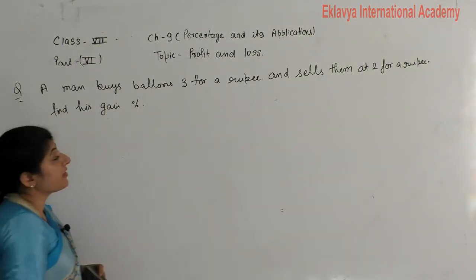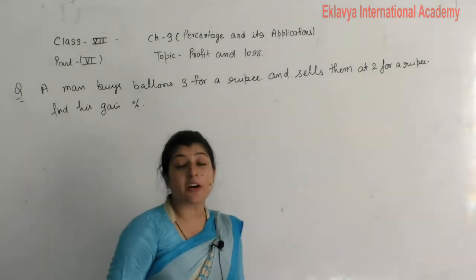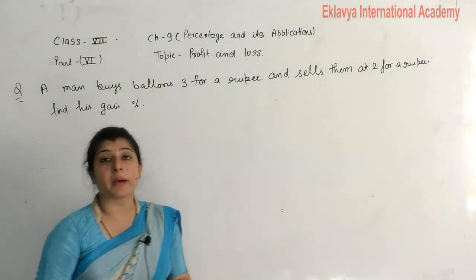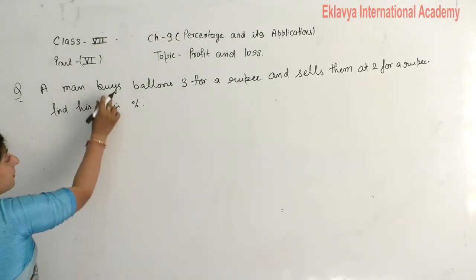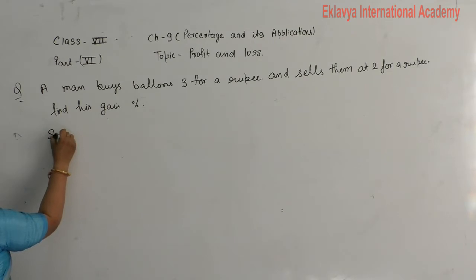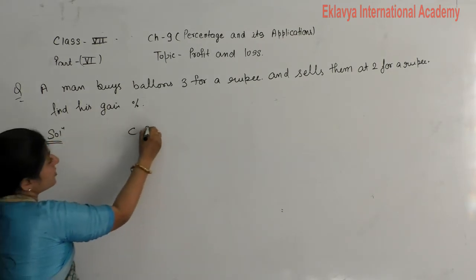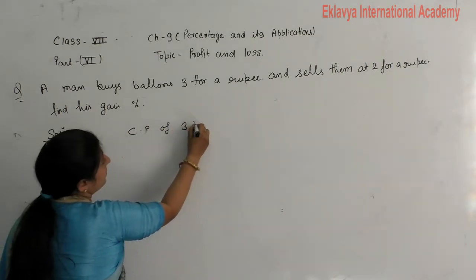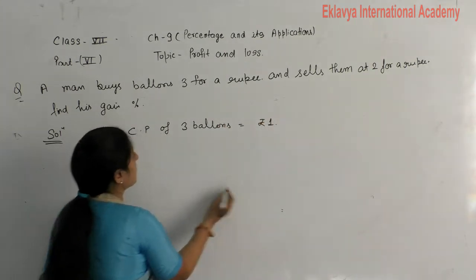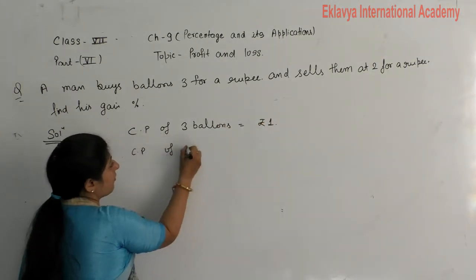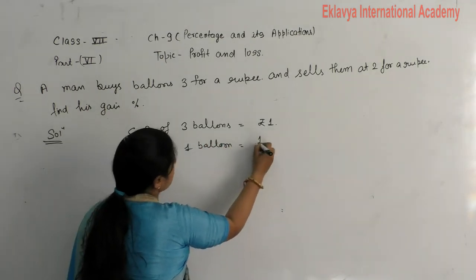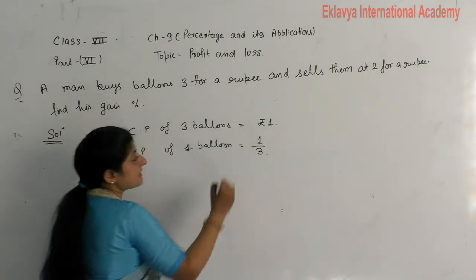Gain percentage we can find out if we find out the cost price for 1 balloon and selling price for 1 balloon. So see here, he buys 3 balloons for 1 rupee. It means cost price of 3 balloons is equal to rupees 1. Then cost price of 1 balloon is equal to rupees 1 divided by 3.